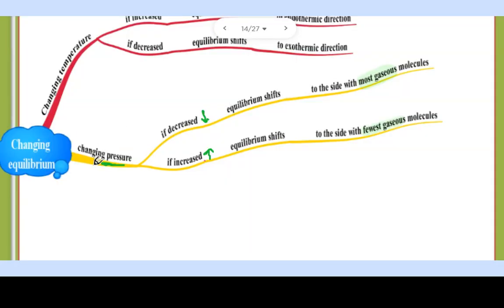Now let's talk about the second factor, which is changing pressure. Pressure can decrease or increase. All we have to know is which side the equilibrium will shift. If pressure increases, if I add extra or external pressure, the equilibrium will shift to the side with the fewest gaseous molecules, which means the smaller number of molecules.